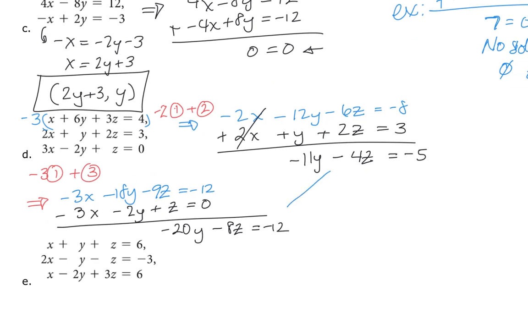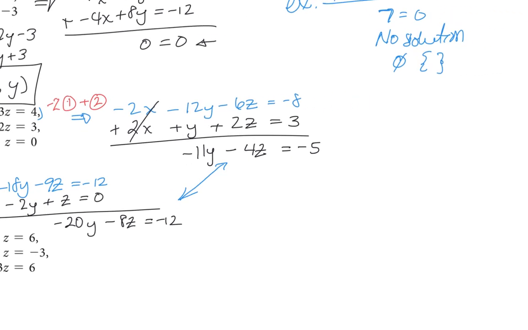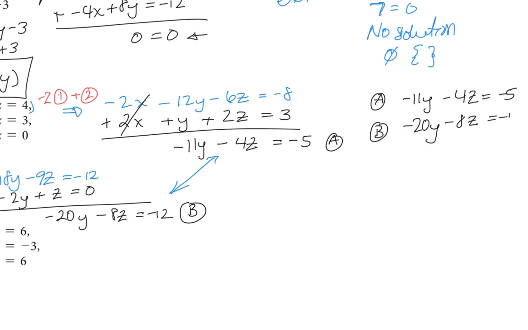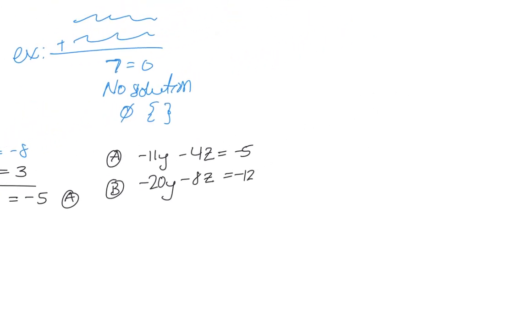Now I have just these two equations that are in just two variables, so I'm just going to rewrite them over here. I'm going to call this equation A. So equation A is negative 11y minus 4z is equal to negative 5. And I'm going to call this equation B. So equation B is negative 20y minus 8z is equal to negative 12. So now I'm going to work with just these two equations, and I'm going to eliminate the z's because if I multiply this by a negative 2, it'll make the easiest multiplication.